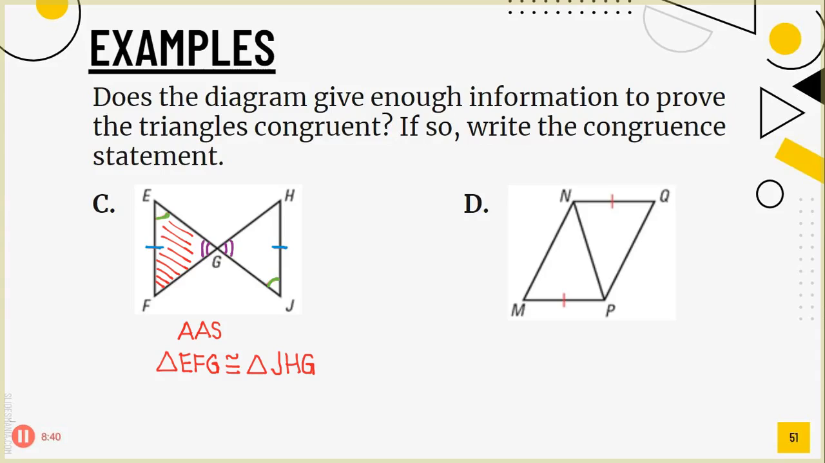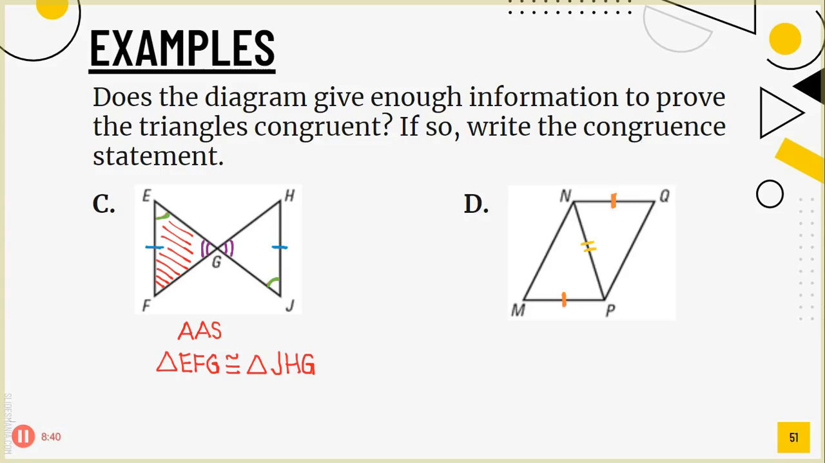Example D, all we have so far is that side NQ has been marked congruent to side MP. But I do know we talked about that any shared side we can always say is congruent to itself. Just like you look at yourself in the mirror, you are the same shape and the same size. So side NP is congruent to itself since it's in both triangles.